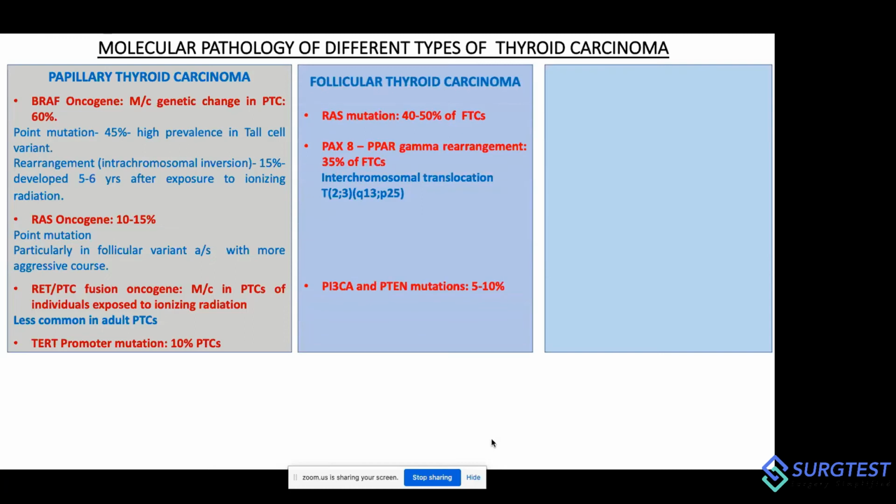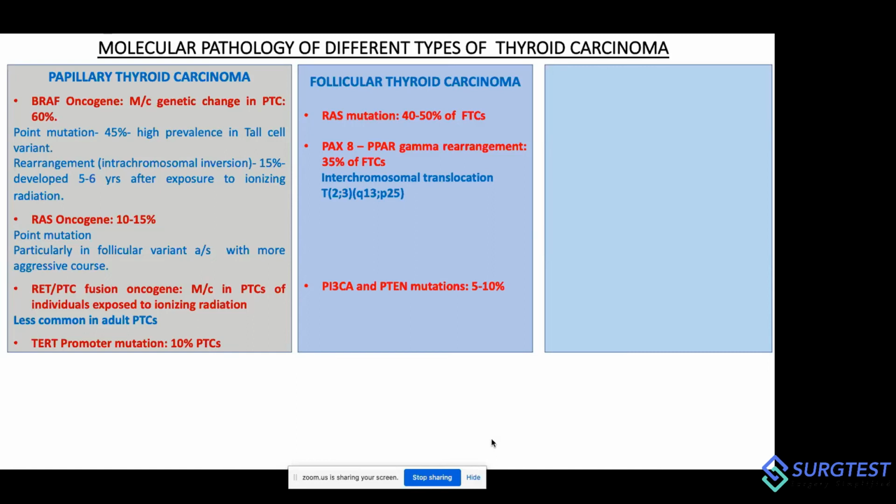Similarly, there is follicular thyroid carcinoma. The most common is RAS mutation, 40 to 50%. You can see in the papillary, the follicular variant also has the RAS mutation. So here, in follicular thyroid carcinoma, you can just link from there. RAS mutation is most common. PAX8-PPAR gamma rearrangement is the next most common.